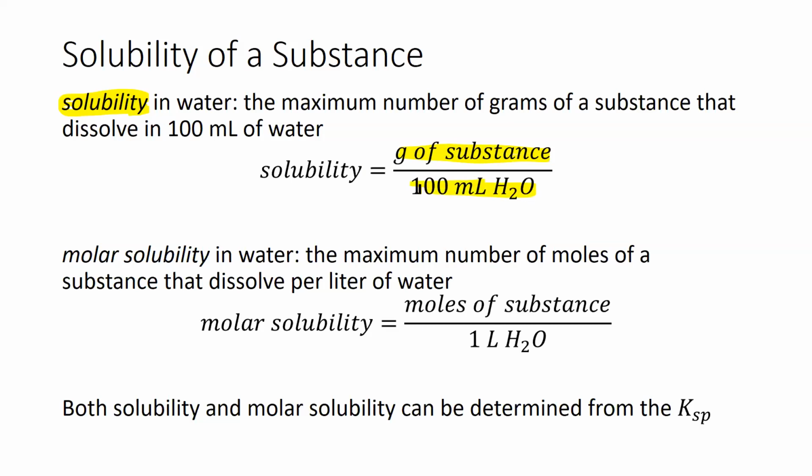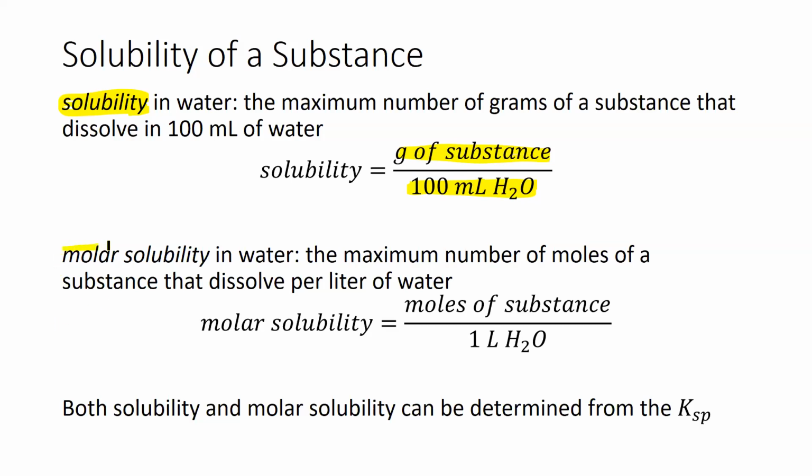Now, that's just sort of a convention. It's just how it's done. So if you wanted to look at something like sodium chloride in water, it's right around 35 grams of sodium chloride that's soluble in 100 milliliters of water, okay? And so that's what we call the solubility.